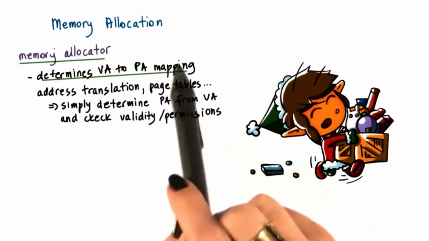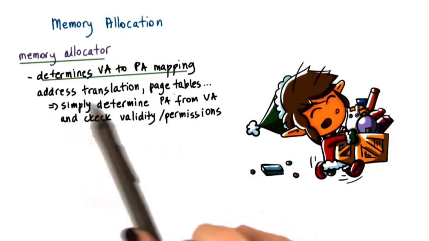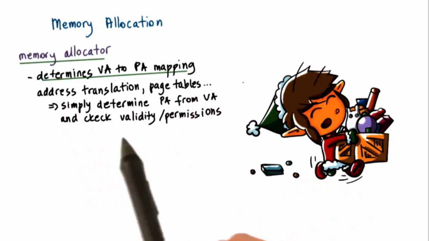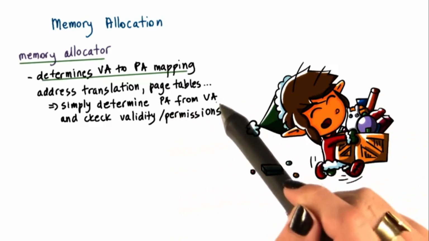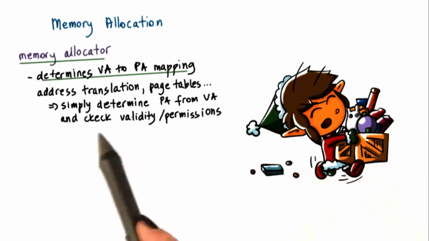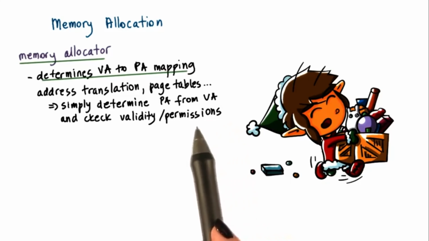So what are the physical addresses that will correspond to a specific virtual address? Once the memory allocator establishes a mapping, the mechanisms that we discussed so far, like the address translation, use of page tables, etc., are simply used to determine a physical address from a virtual address that the process presents to the CPU, and also to perform all necessary checks regarding the validity of the access or the access permissions.